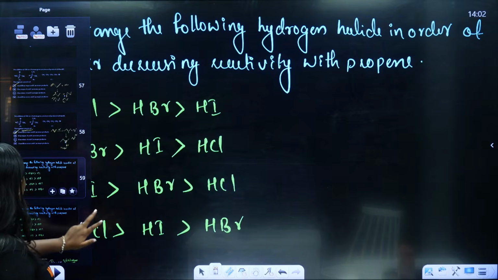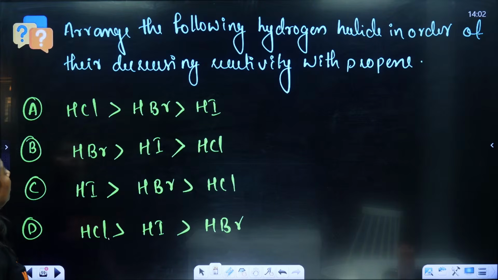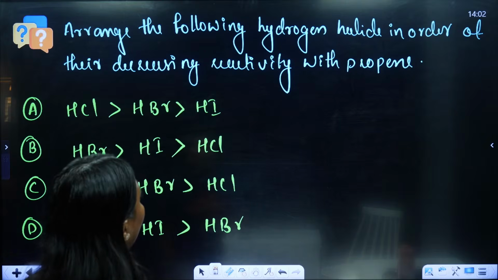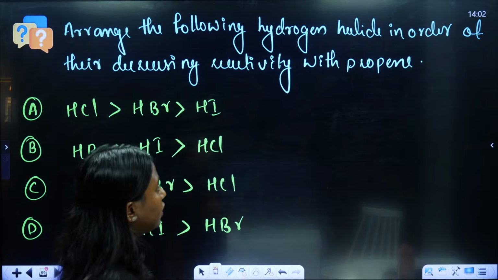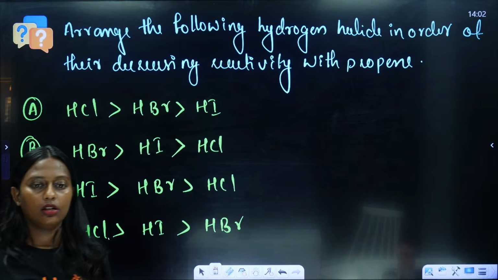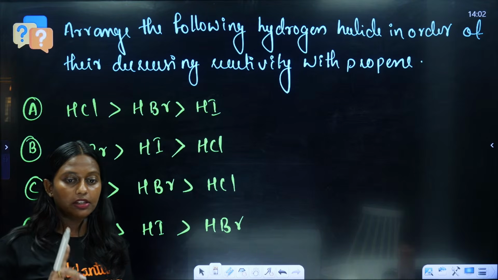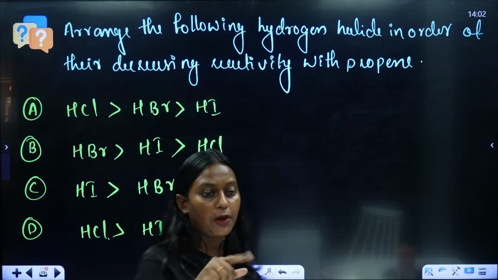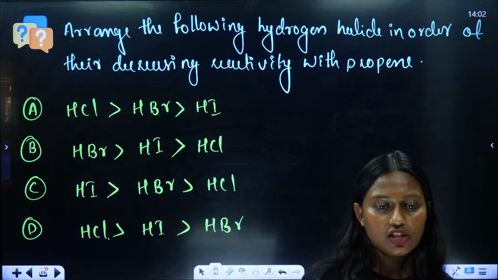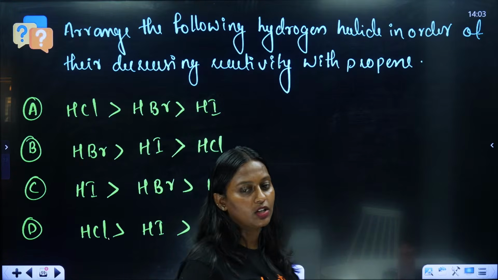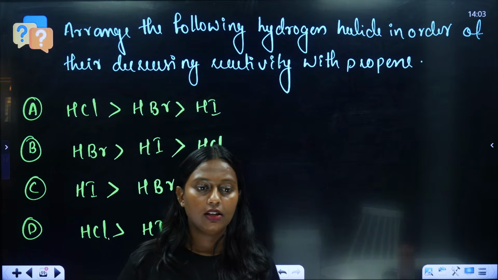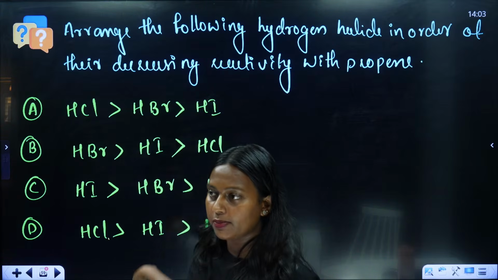Then the next question. Arrange the following hydrogen halides in order of their decreasing reactivity toward propene. We already discussed this in the important points: the rate of reaction with respect to hydrogen halide. Clear, Manju? So we discussed all these points.